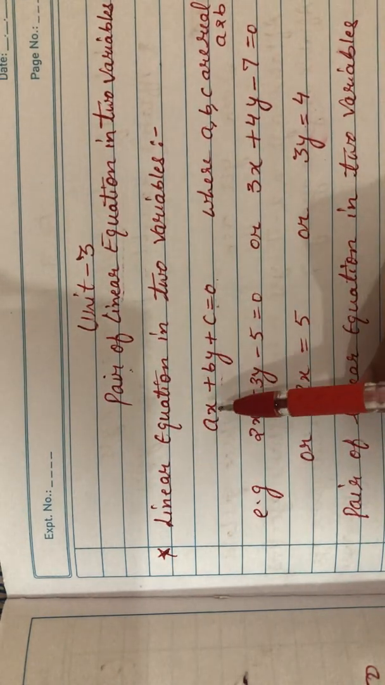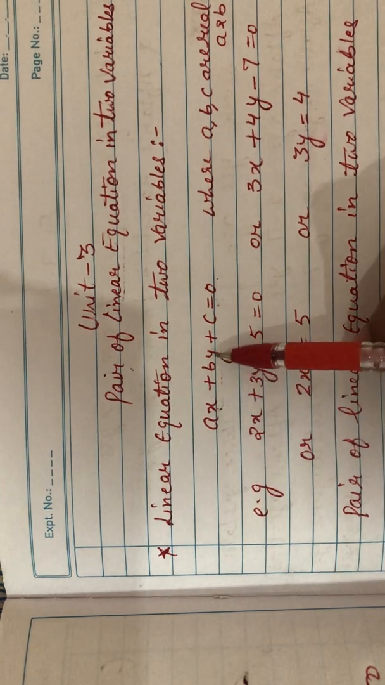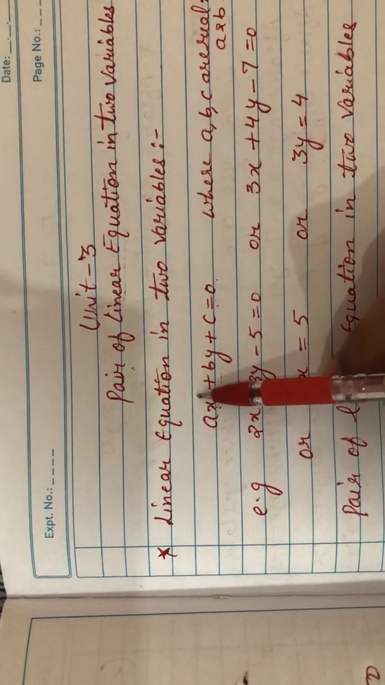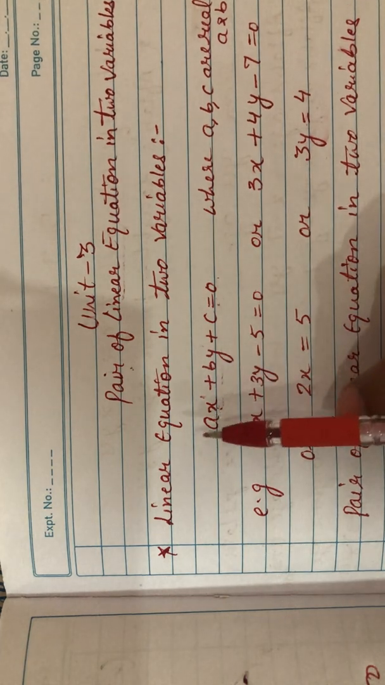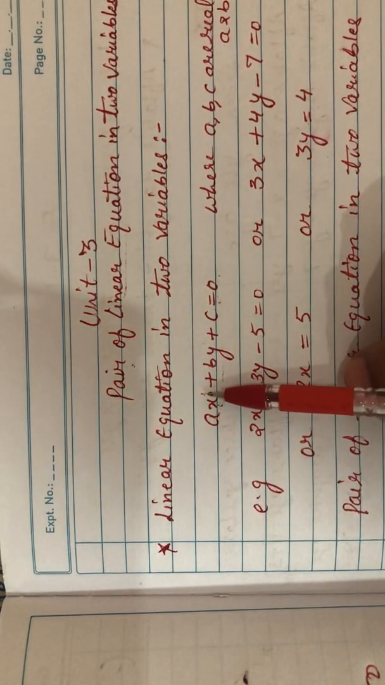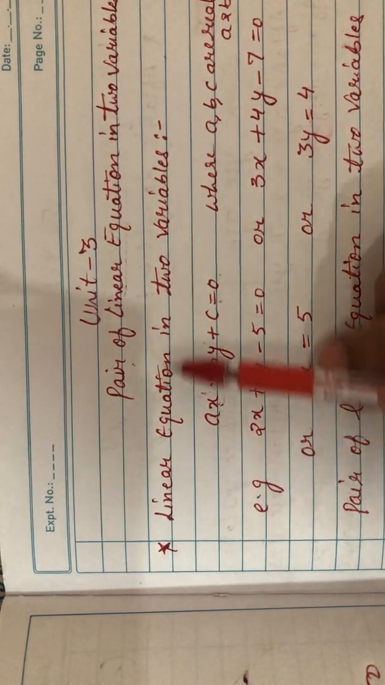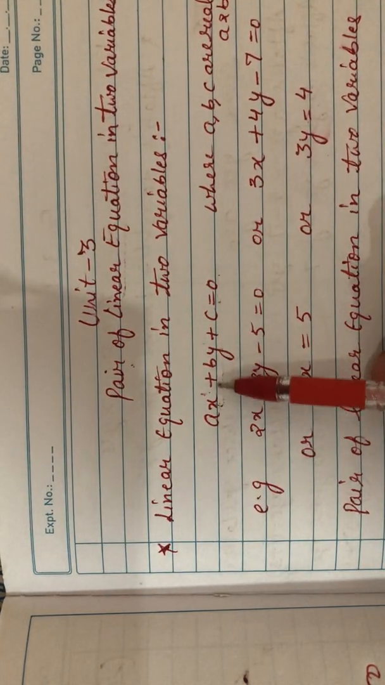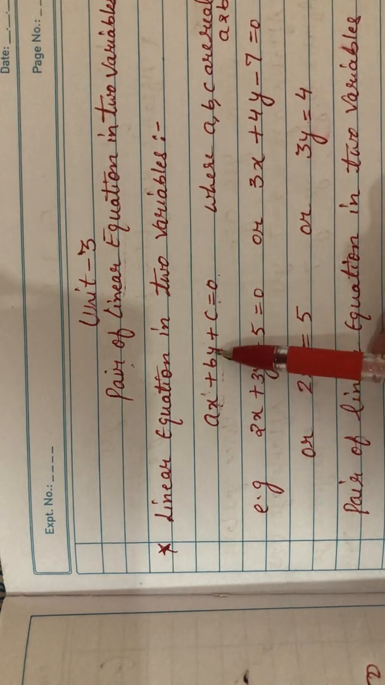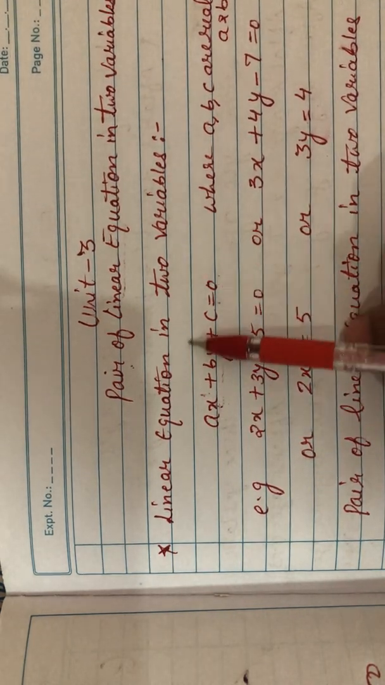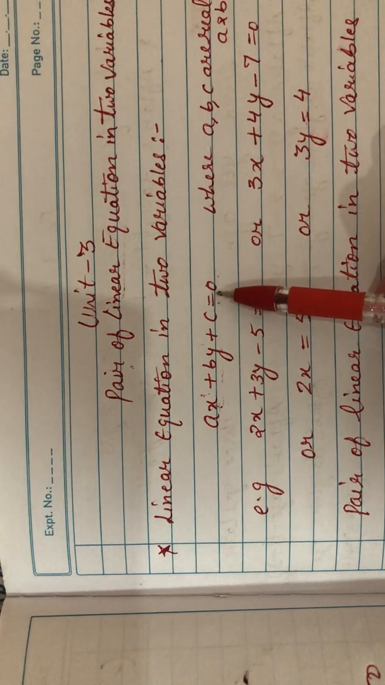Why is it linear? As you can see, the variables used are x and y and their power is 1 only, right? So linear means degree or power 1, the exponent is 1 in both the variables. That is why it is linear, and two variables are used here, x and y. That is why this equation is called a linear equation in two variables.